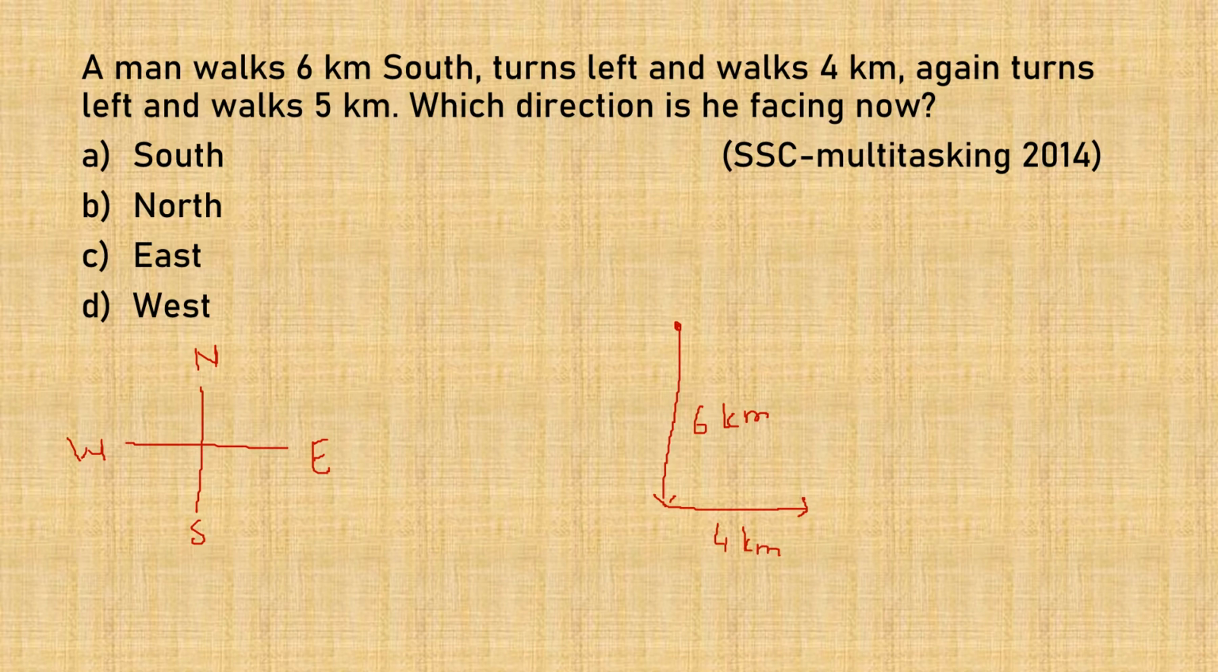At this point, he again takes a left turn. So he's taking a left turn here. So the left turn again will be opposite to yours and he walks 5 kilometers. So which direction is he facing now? Which direction is this? Yes, he will be facing the north. So that is your correct answer, that the man faces the north direction. So this is again a previous year question which was asked in the SSC exams in the year 2014, and such type of questions are very common in competitive exams.